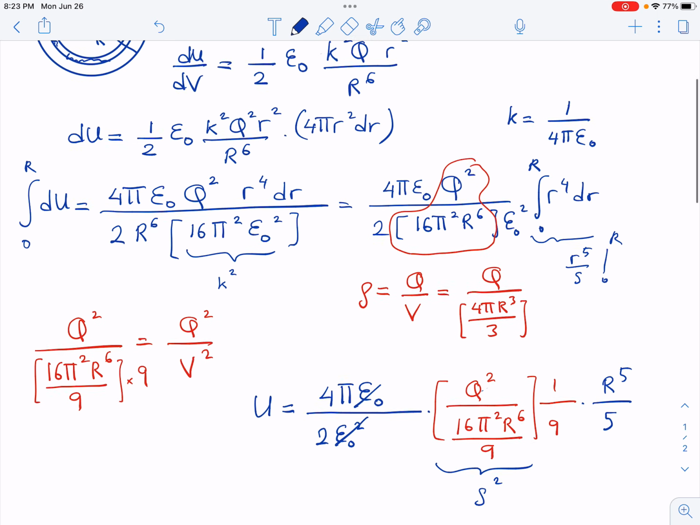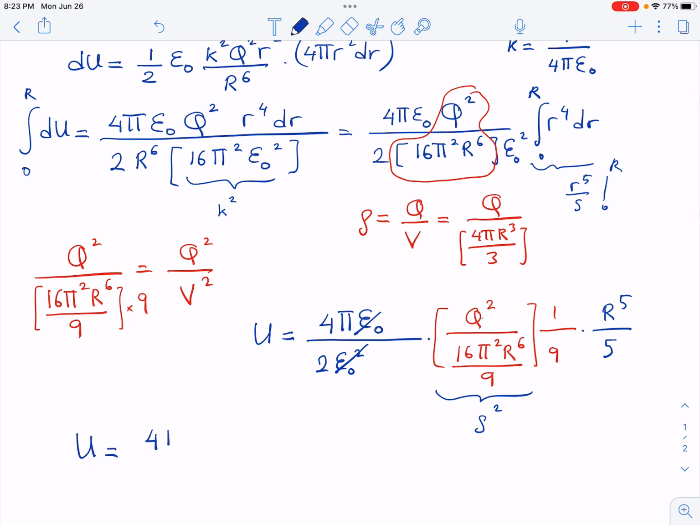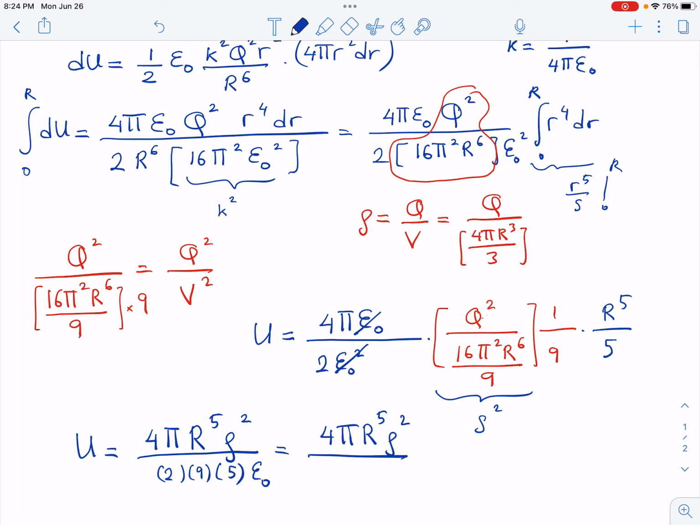and get rid of one of the epsilon naught. So what do you have here? U is equal to 4 pi r to the 5th rho squared over, what do we have? 2 times 9 is 18, so 2 times 9 times 5 epsilon naught, okay, which is 4 pi r to the 5th rho squared over 90 epsilon naught, or if you want to reduce it one more time, 2 pi r to the 5th rho squared over 15 epsilon naught.